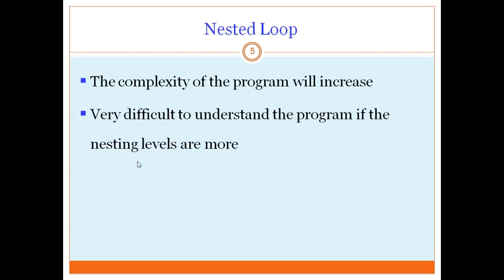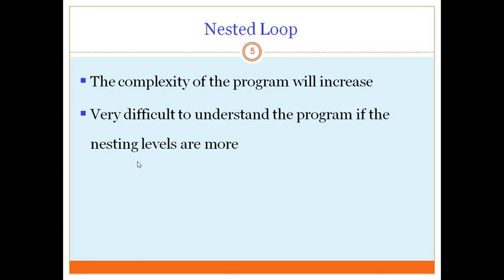It means that if you write a loop inside a loop, that is the first level. If you write two more loops, two levels, then it is very difficult to understand the program if the nesting levels are more. If you write a loop inside that loop, and again a loop inside that loop, it is very difficult.